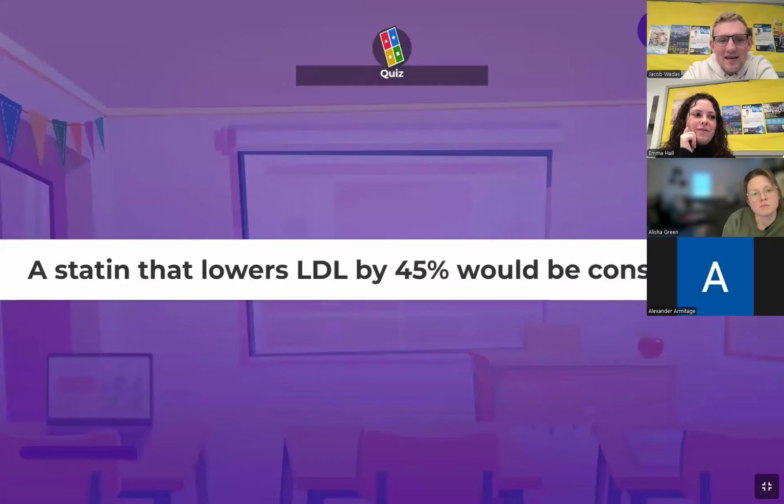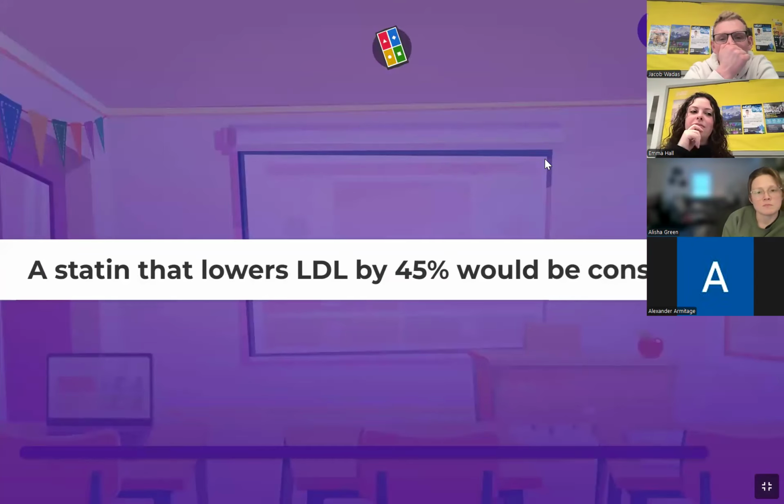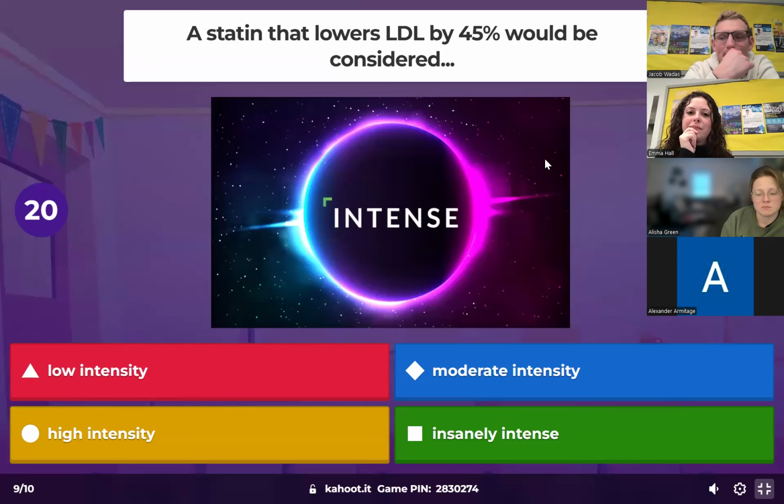Alrighty, question 9. A statin that lowered an LDL by 45% would be considered what?